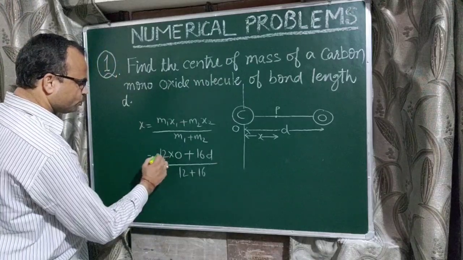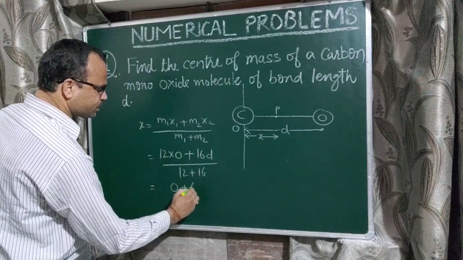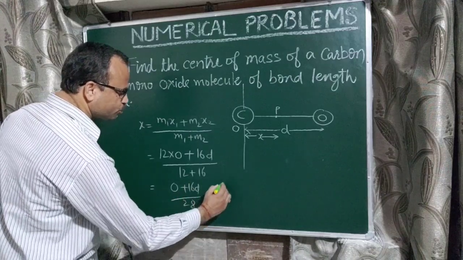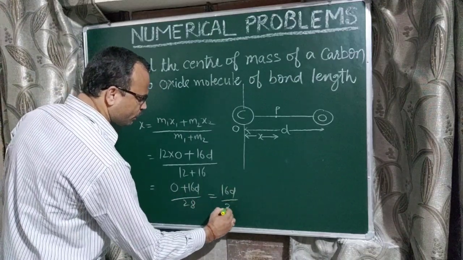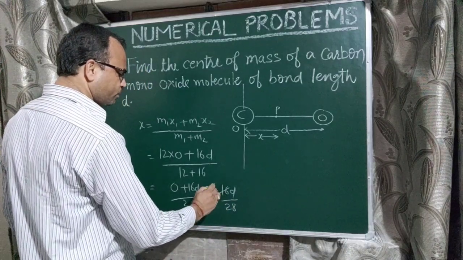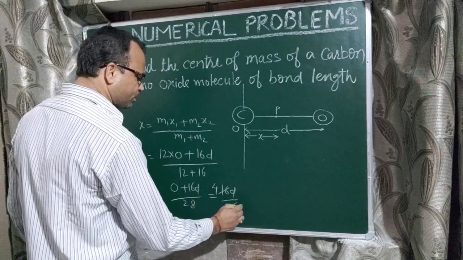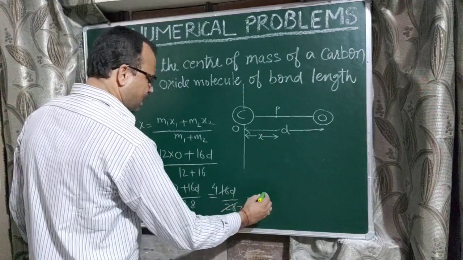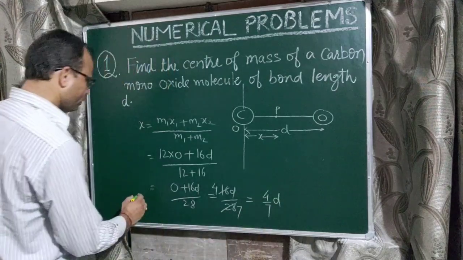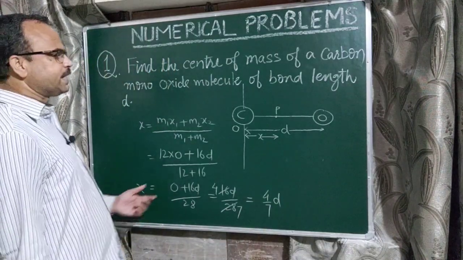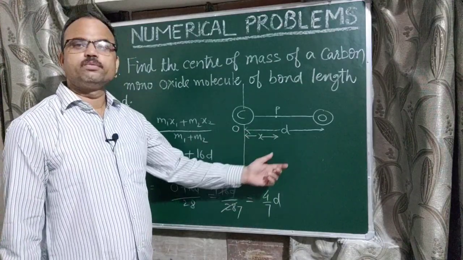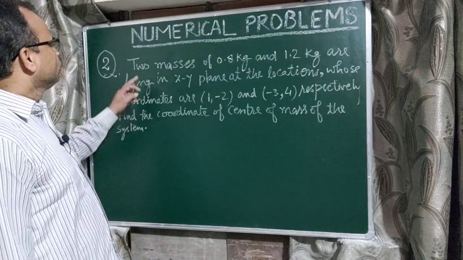So 12 into 0 plus 16 D, upon 28. So 16 D upon 28. 4 fours are 16, 4 sevens are 28. It means x equals 4 upon 7 of D. So the center of mass from the origin is 4 by 7 of D. Let us now see question number 2.